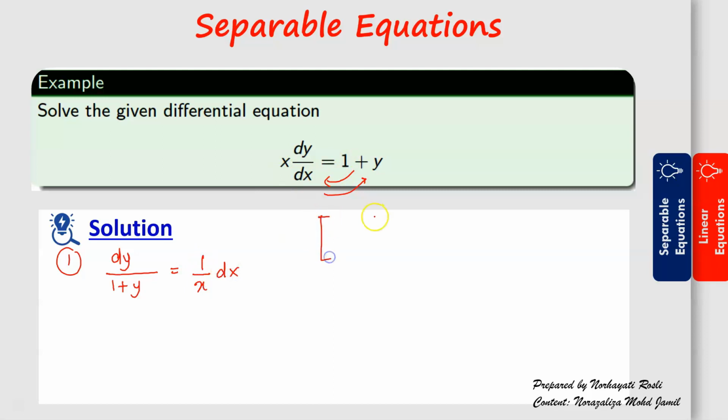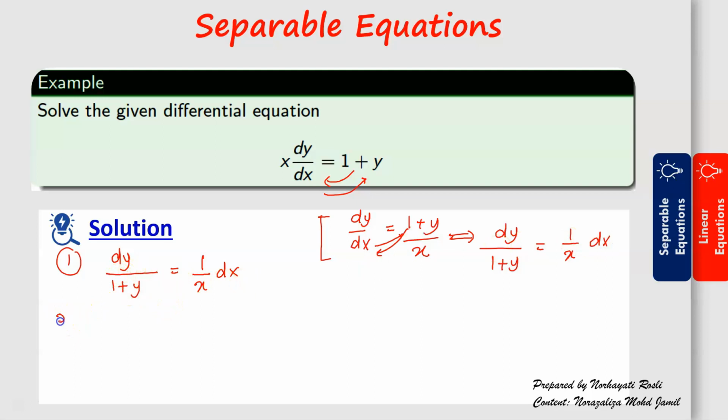Means that first step here, for example, I write dy/dx equal to 1 plus y. I move first this x to this side, so it is divided by x. And then once I have this, I can move this 1 plus y here, and dx I move here. So I have dy divided by 1 plus y equal to 1 over x dx. This is our step number 1.